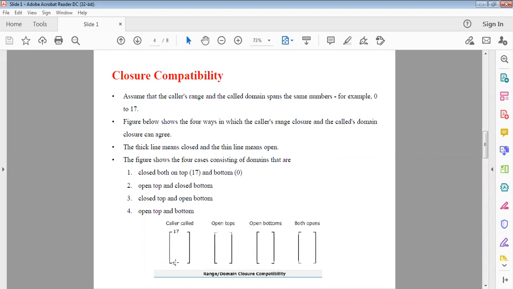For example, if you are taking the range 0 to 7, but you mention 0 to 6 or 0 to 5, it is not closure compatible. It is a wrong compatibility. So here, what are the differences between these four representation fields?